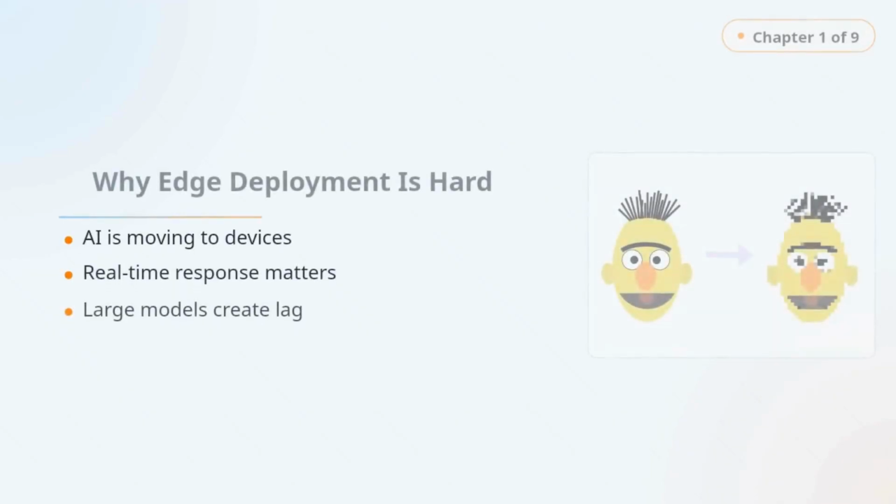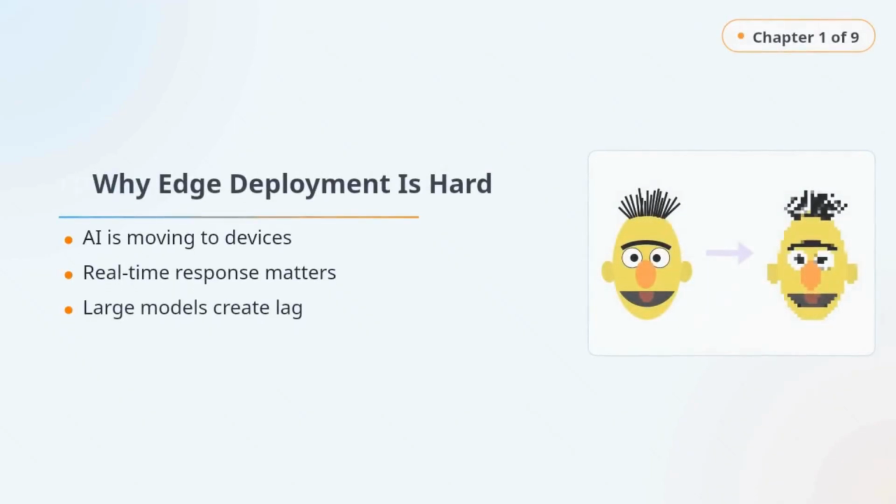Today, many industries want AI features inside real products and services. But deploying deep learning models directly on edge devices like phones, cameras, or embedded systems is not easy. These applications often need real-time responses, and heavy models can introduce lag, slower predictions, and an overall poor user experience.